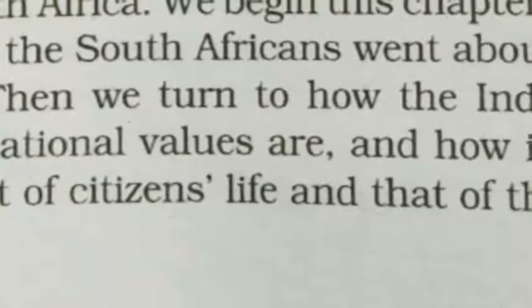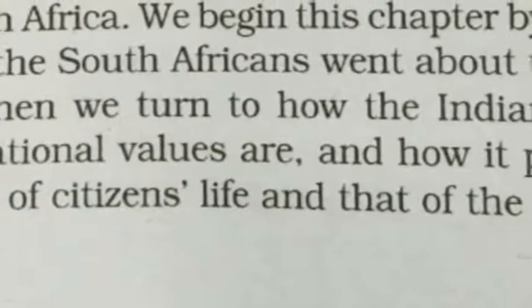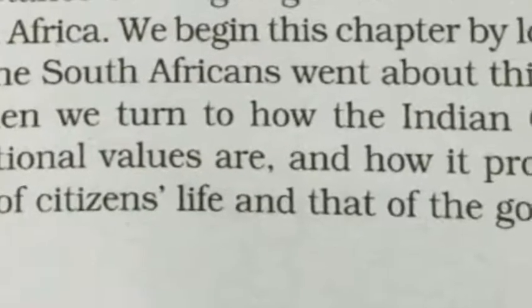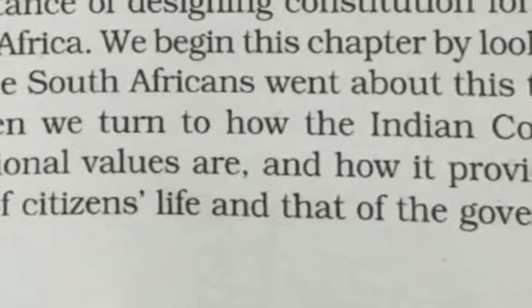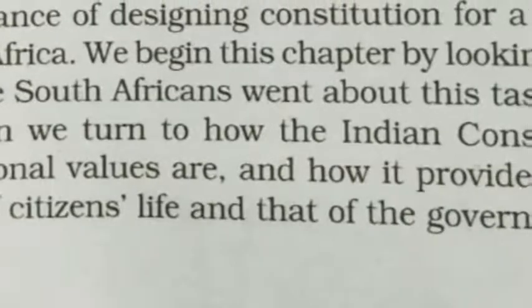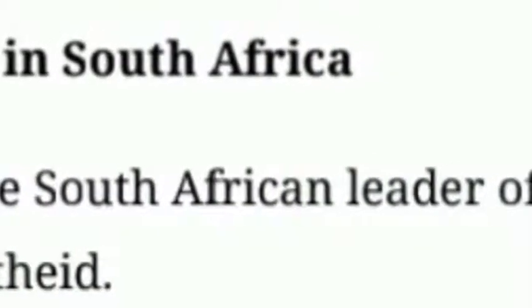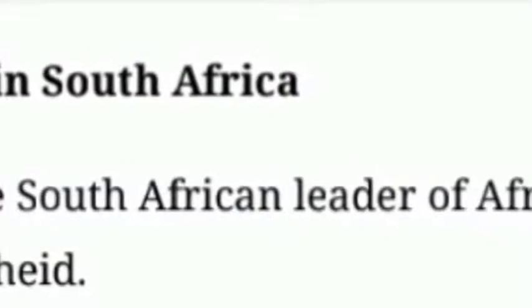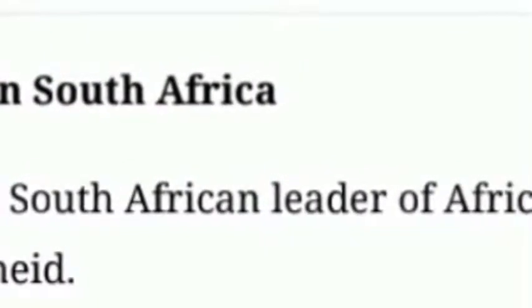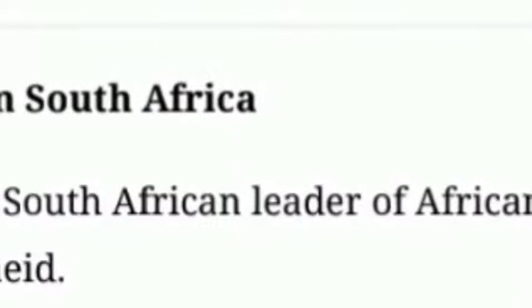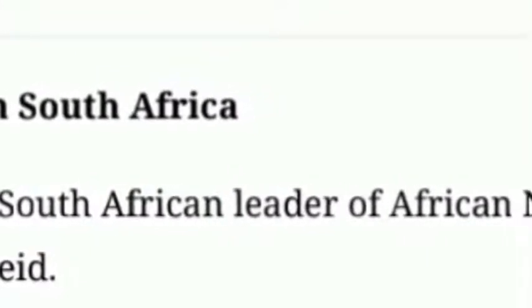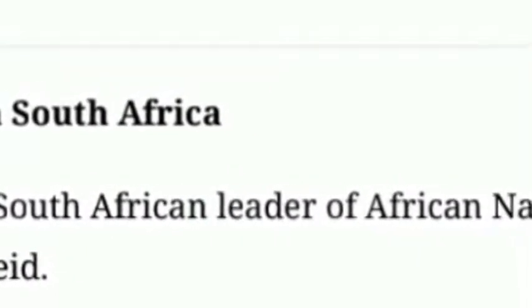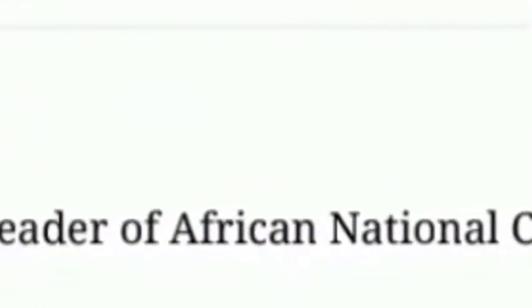So let's start with the democratic constitution in South Africa. Nelson Mandela, the South African leader of the African National Congress, fought a long battle against apartheid. You may have heard this name, yes? The South African leader of the African National Congress who fought a long battle against apartheid.